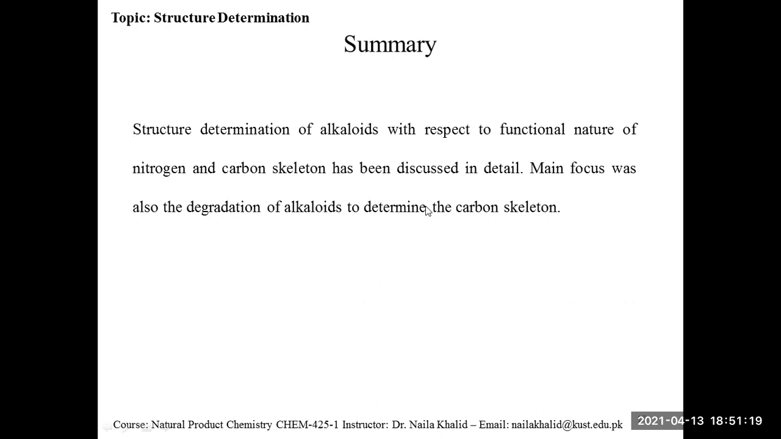Now, a summary of the major points we have discussed today in this part about the degradation of alkaloids. Only two methods we have discussed: the MD modification and the Hofmann exhaustive methylation method to elucidate the structure of alkaloids.